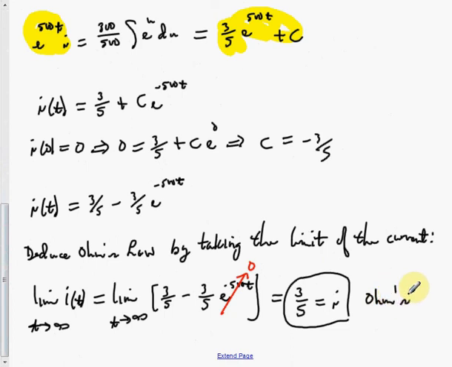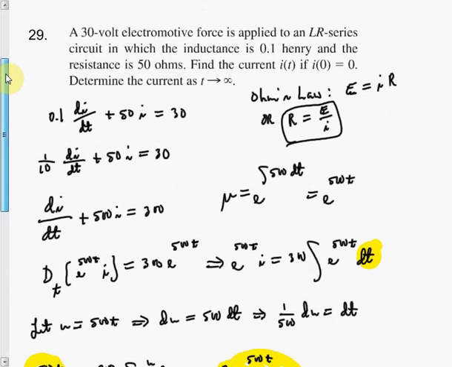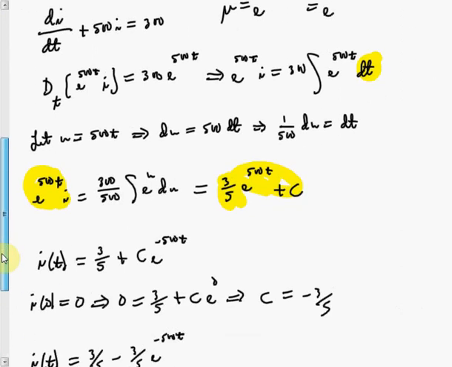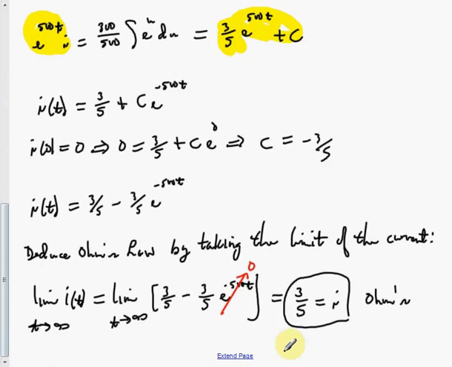That's Ohm's law. Here, I is equal to E over R. But here, E is 300 volts, right? And R is the 50 ohms. That is Ohm's law. Right?